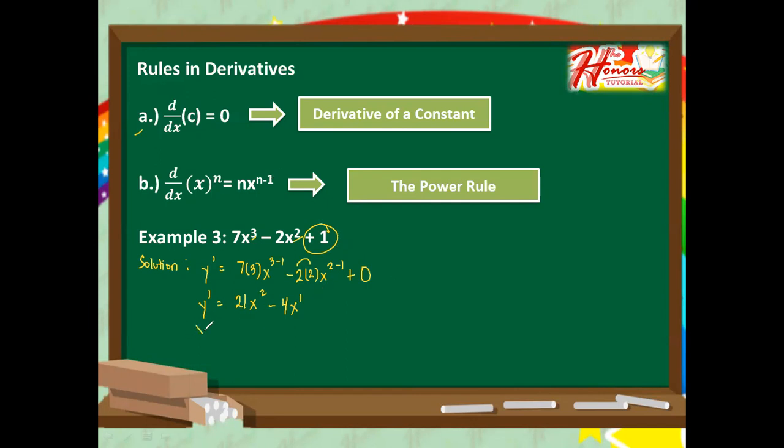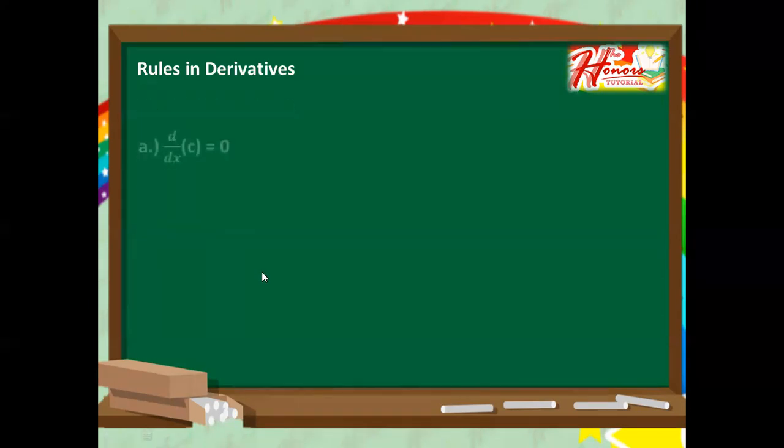Next, we have here y prime is equal to 21x raised to 2 minus 4x. As you can see here, I already removed the exponent 1 because it should be an invisible number. Remember, 1 should be an invisible number when it is used as your exponent and numerical coefficient. Next, another example for you.